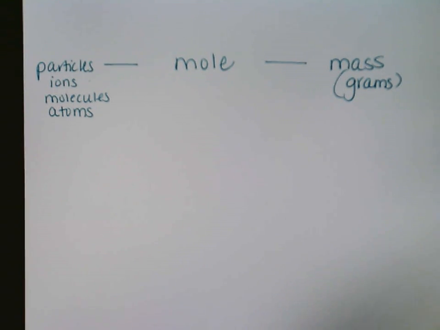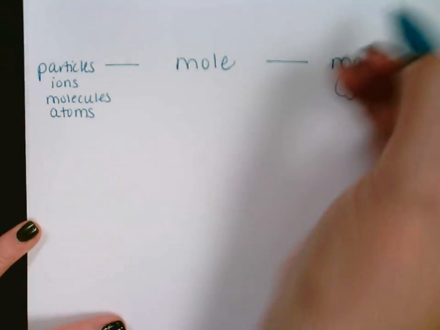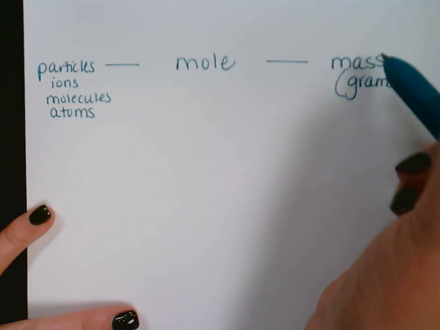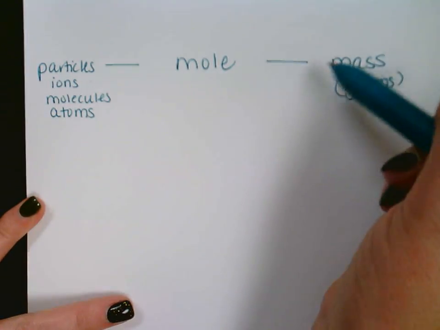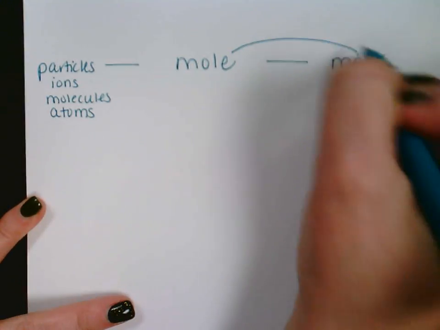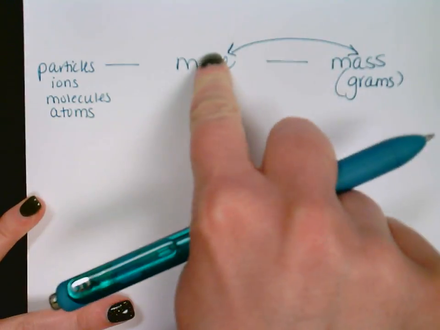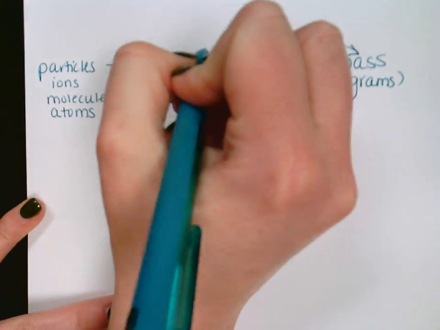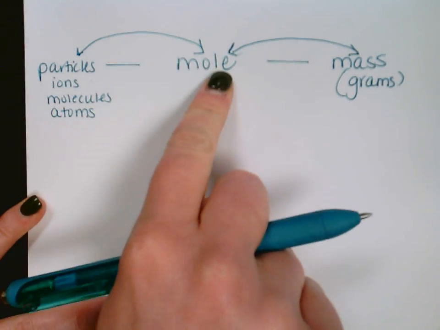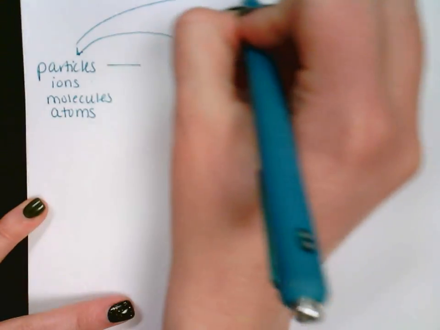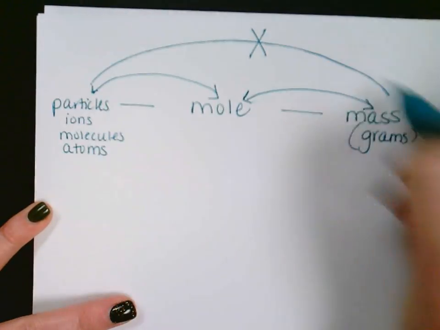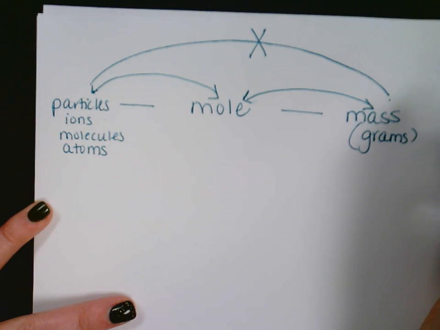Okay. Now, in order to play the mole in the middle or the monkey in the middle, instead of the regular monkey in the middle game, you actually have to pass to the mole in the middle. You cannot pass from mass over to particles. So you can go from mass to moles, and you can go from moles to mass. You can also go from mole to particle, or from one type of these particles back to a mole. What you cannot do is this right here. You cannot go from a particle over to mass. You cannot do that.